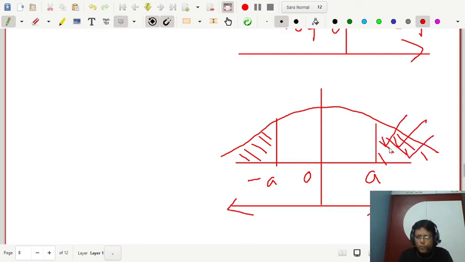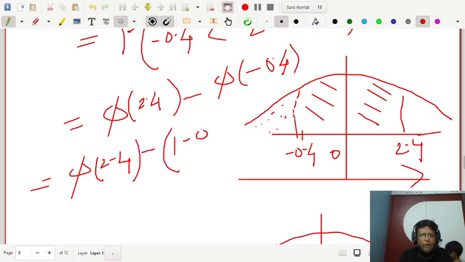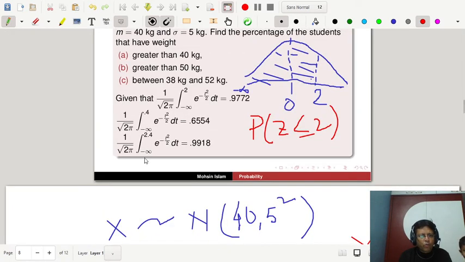Okay, and this portion is nothing but this minus a, before minus a. So we can write phi of 2.4, and this phi of minus a is nothing but 1 minus phi of 0.4. Look at that, all the values are given. Phi 2.4 is given in the problem. Phi 2.4, minus infinity to 2.4, is 0.9918, and minus infinity to 0.4 is 0.6554.